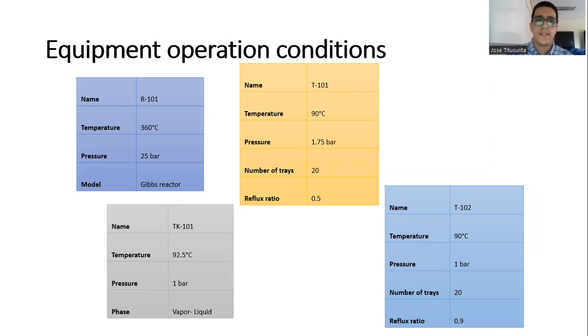Then we have the benzene distillation tower T101 with a temperature of 90 degrees Celsius, a pressure of 1.75 bar, 20 trays, and a reflux ratio of 0.5. Finally, we have the Cumene distillation tower T102 with a temperature of 90 degrees Celsius, a pressure of 1 bar, 20 trays, and a reflux ratio of 0.9.